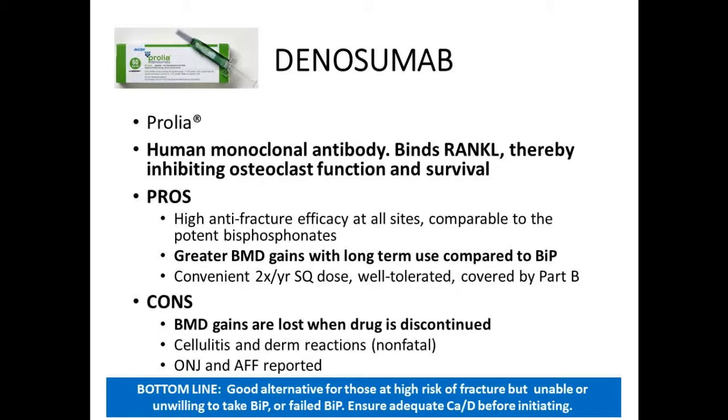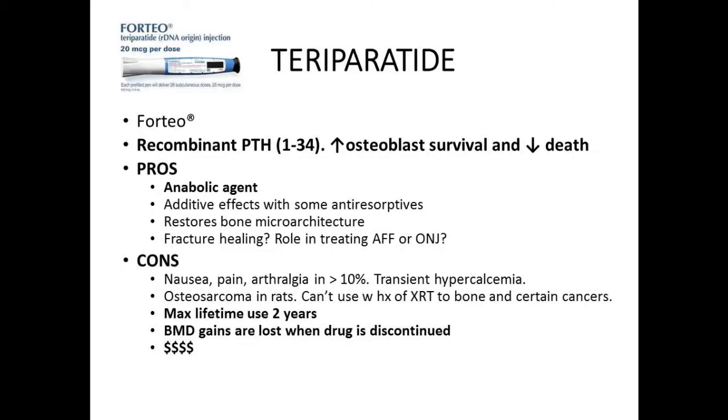And then finally, teriparatide. This is Forteo. It's been around for a long time. It's hard to take. It's an injection you take once a day for 2 years to build bone. It's just an analog of PTH. So PTH, when given intermittently, builds bone. When it's chronically present, like in hyperparathyroidism, you break down bone. It's an anabolic agent. It restores microarchitecture, not just BMD, which has been shown in studies.